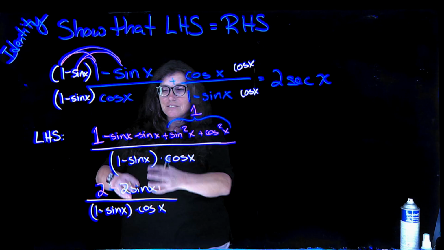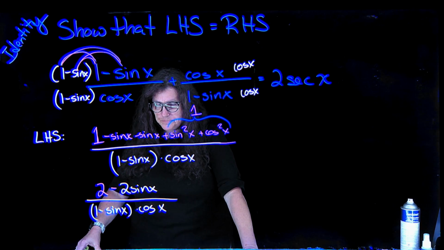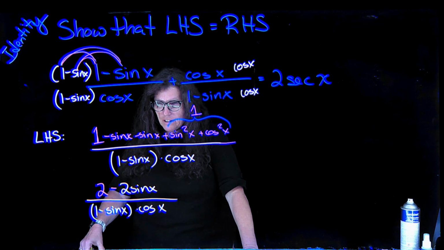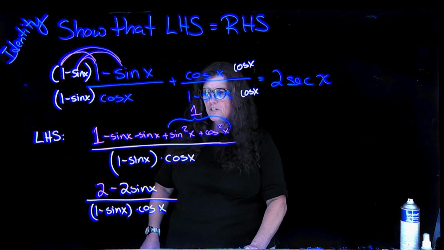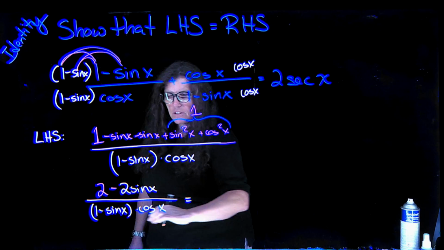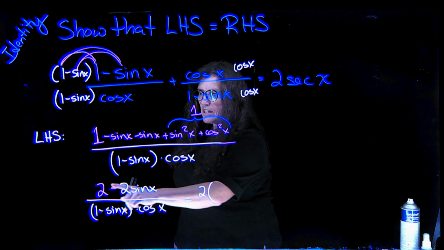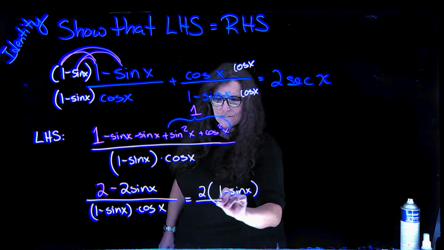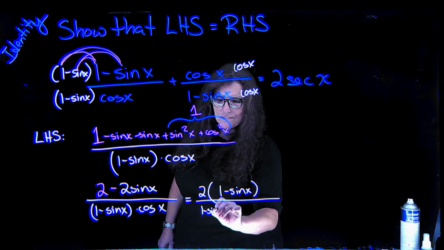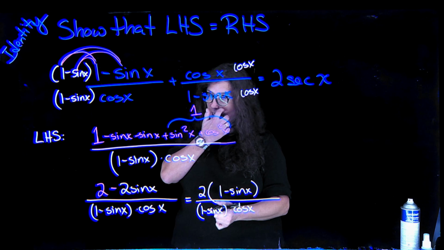You always do one side with the end result in mind. I need a 2 secant x out of this expression. How do I do that? Well, another way we have to do this now is to see if we can factor. Can we factor anything in the numerator? It looks like both terms have a 2. So I'm going to continue writing here because I have not much room left. I factor out a 2, which is my greatest common factor. If I factor out a 2, I'm left with 1 minus sine of x, all over 1 minus sine of x, times cosine x. Beautiful.